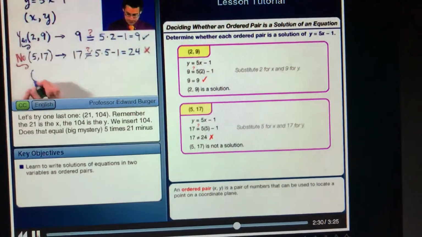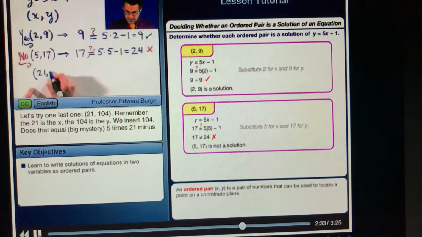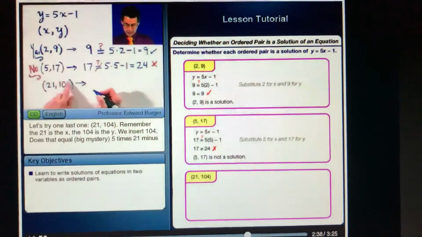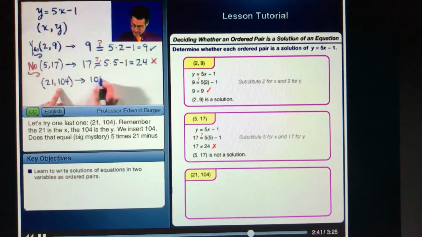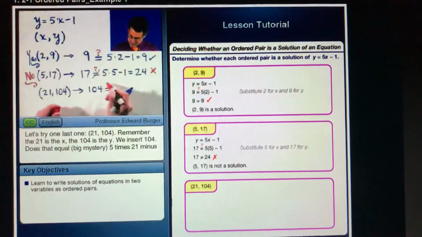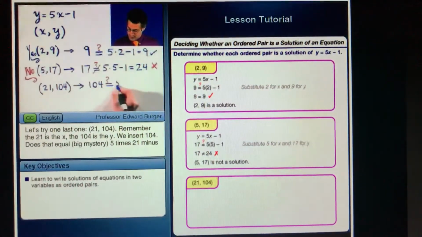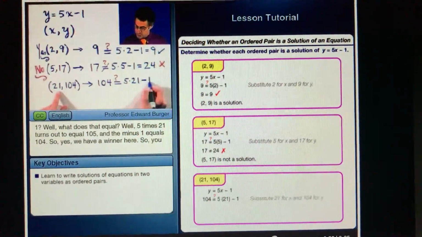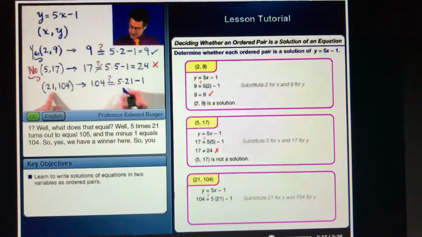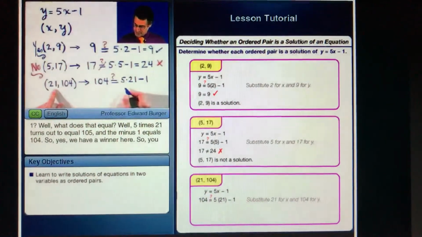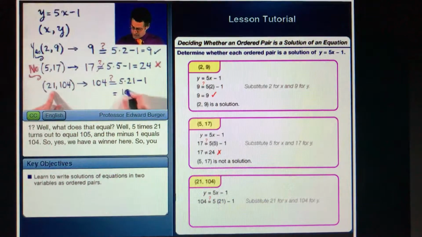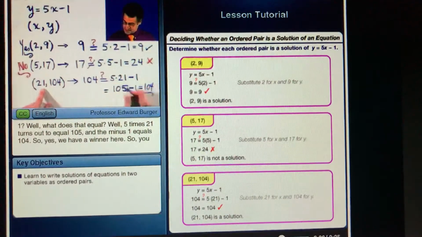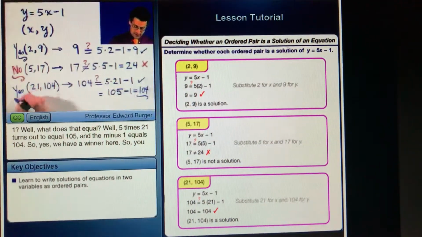Let's try one last one. 21 comma 104. So remember, the 21 is the x, the 104 is the y. We insert 104. Does that equal, big mystery, 5 times 21 minus 1? Well, what does that equal? Well, 5 times 21 turns out to equal 105, and then minus 1 equals 104. So yes, we have a winner here.